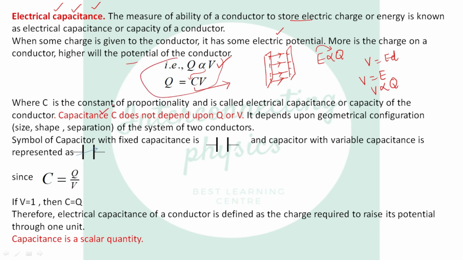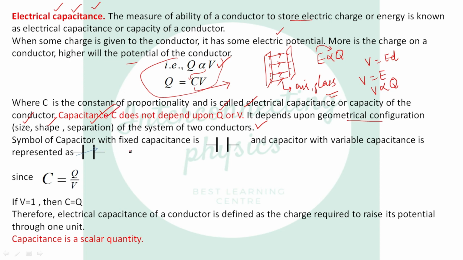This capacitance C, denoted by capital C, does not depend upon Q or V. It does not depend upon the charge or potential. It just depends upon the geometrical configuration, that is size, shape and separation of the system of two conductors. It also depends upon the intervening medium, whether it is air or glass or any other insulating material.